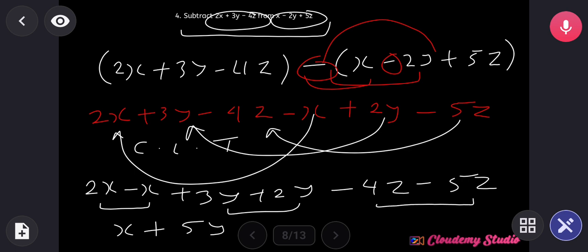2x minus x will give us x, plus 3y plus 2y will give us 5y, then minus 4z minus 5z will give us minus 9z. And this is our answer for this particular one, right? As simple as that. This is how easy algebra is. You just have to follow your steps. Once you follow the steps, you're going to get your answer. Let us move to the next question.